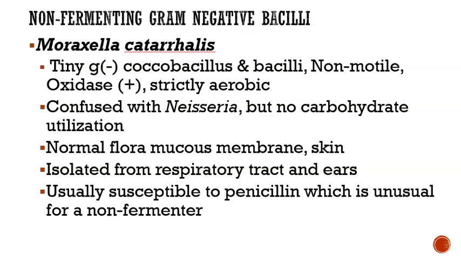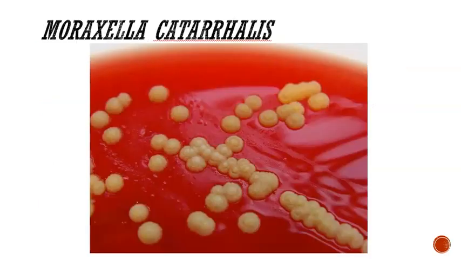the way that you would differentiate it from the Neisseria is that Moraxella does not utilize any carbohydrates. It can be normal flora of the mucous membranes and of the skin. If we're isolating it from clinical specimens as a pathogen, it would usually be in the respiratory tract, so respiratory cultures, and maybe ears. This one's usually susceptible to penicillin, which is unusual. It's an unusual quality for the non-fermenters.